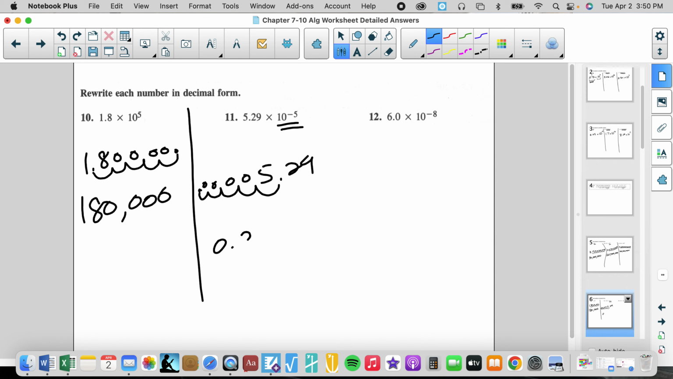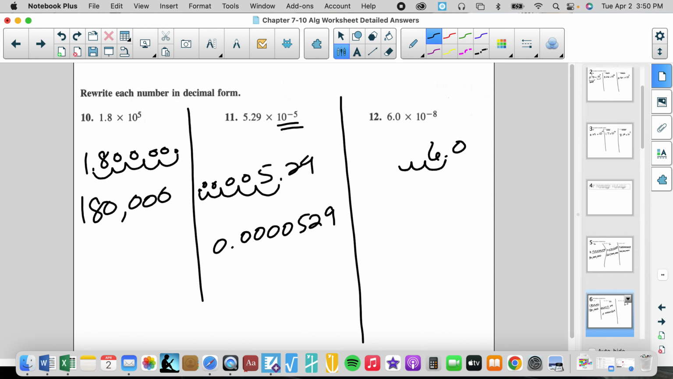So we have 0.0000529. We have 6.0. We're going to move it 8 places. 1, 2, 3, 4, 5, 6, 7, 8. 0, 0, 0, 0, 0, 0, 0. 0.1, 2, 3, 4, 5, 6, 7. We don't write this 0. That's not going to be needed.